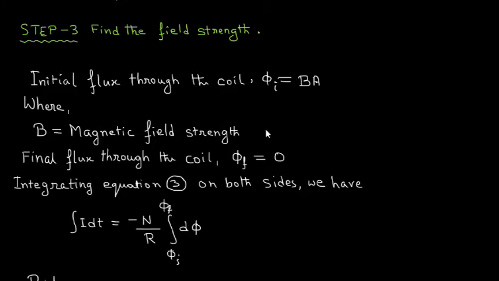Initial flux through the coil phi I is equal to BA, where B is equal to the magnetic field strength. Final flux through the coil phi F is equal to 0. Integrating using equation 3, on the other hand, we have the integration of I dt, and we have again N upon R integration phi I to phi F d phi.